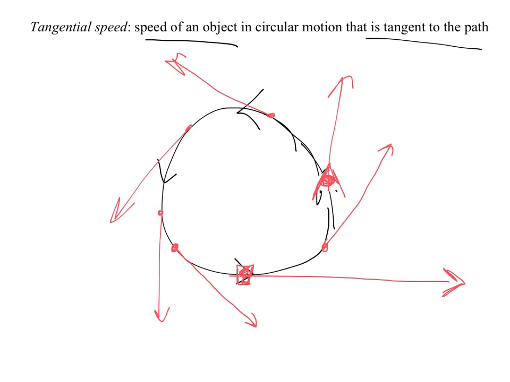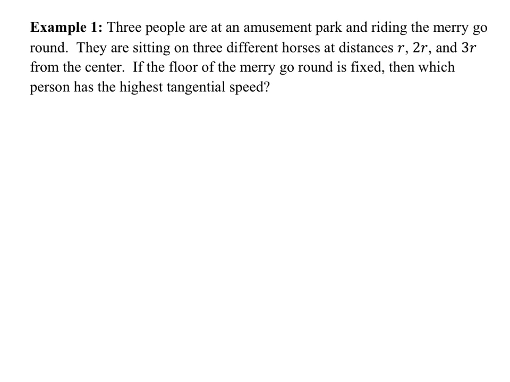Okay? All right, let's look at an example of this real quick. Here, imagine 3 people are at an amusement park and riding on a merry-go-round. So think about a merry-go-round. Here's the center of a merry-go-round. Here's a horse. Here's another horse. Here's a third horse we're going to look at. Here's the platform of the merry-go-round.